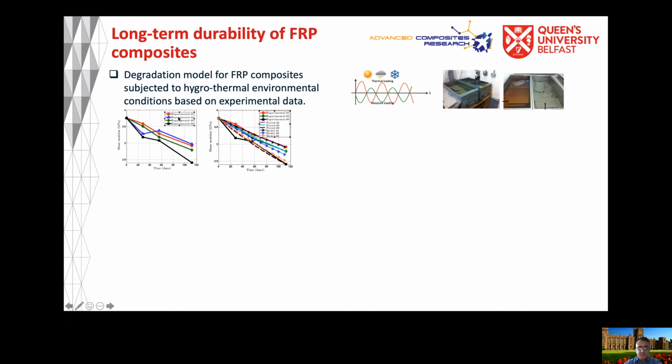So in this case, we put these samples in hot water. So for example, at 40 degrees centigrade, 60 degrees centigrade, and 80 degrees centigrade, and also at 25 degrees centigrade. And then we measure the different mechanical properties, including shear modulus, different strengths, and then we found that these mechanical properties degrade over time. So for example, this plot here is the shear modulus with respect to time.